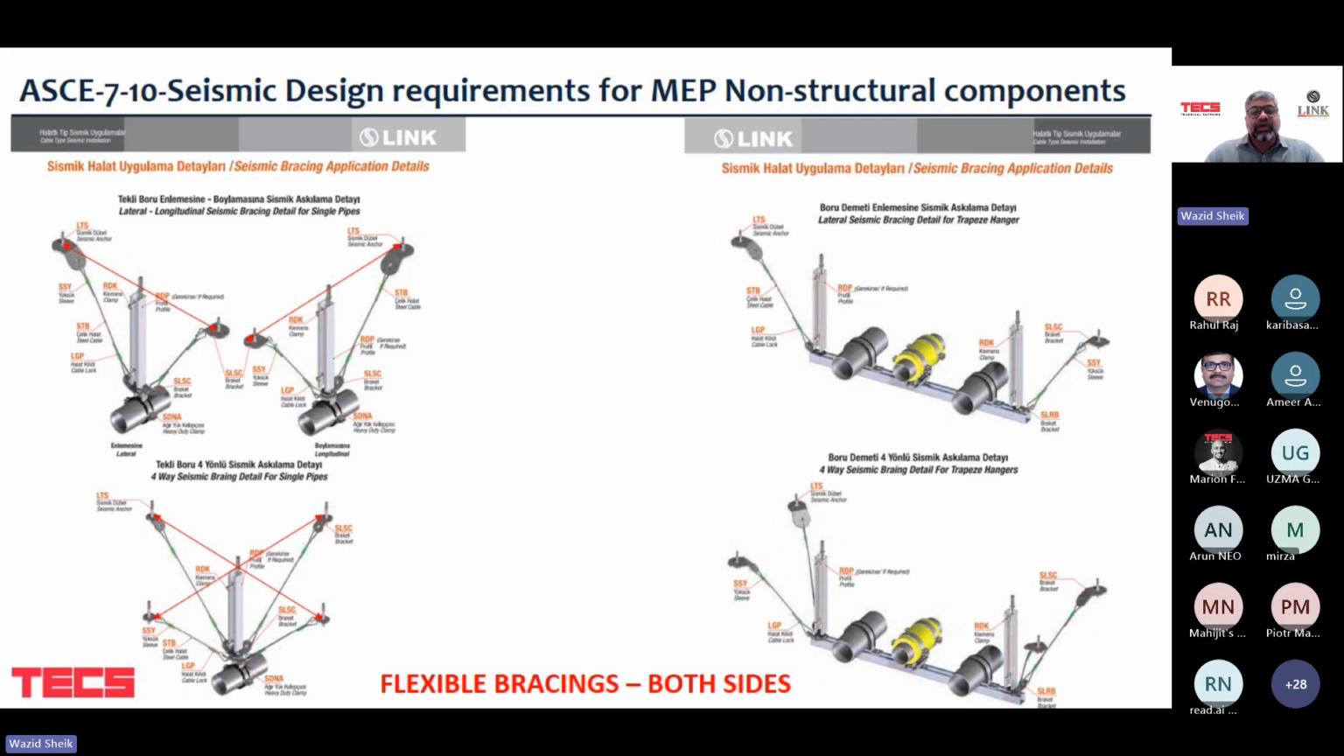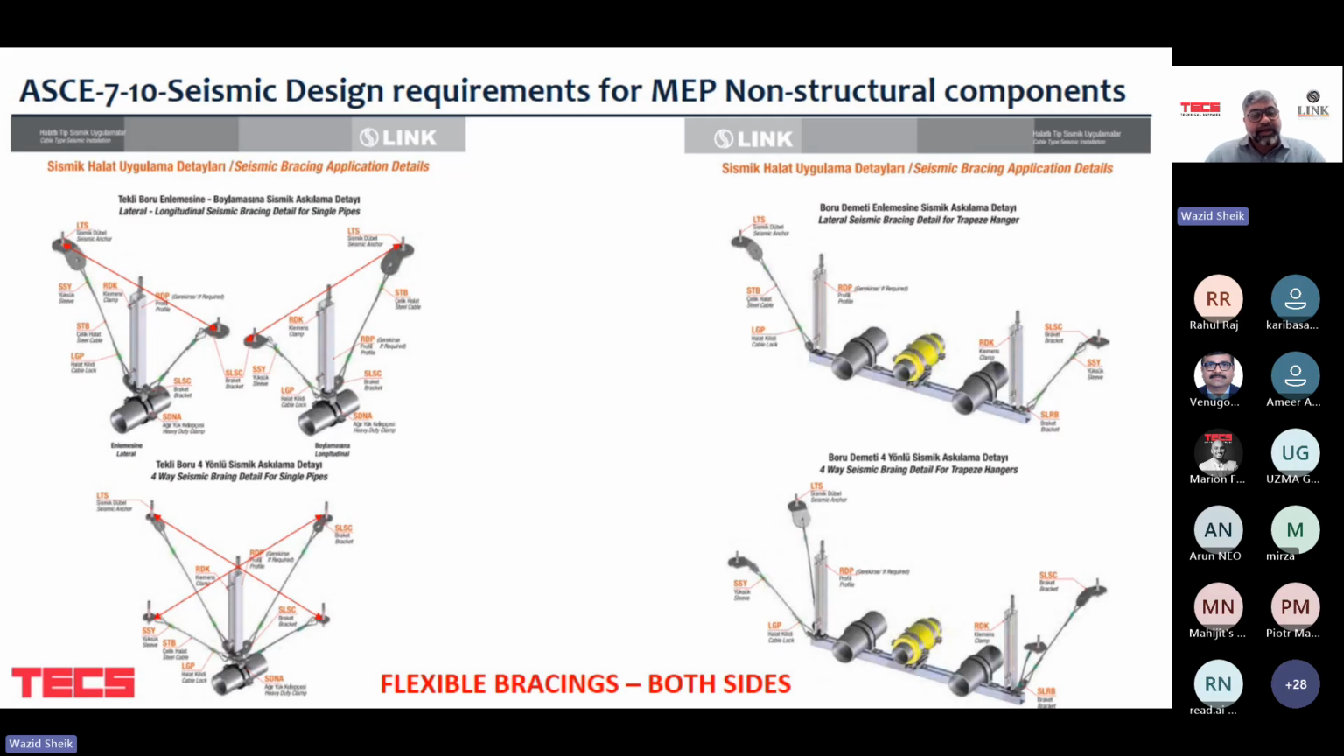And the second detail is where you have a pipe rack, which will have multiple pipelines. It can be PVC pipe, HDPE, or an insulated pipe, which is supported on a trapeze kind of setup. This also should be restrained laterally or longitudinally, depending upon the situation. Now, if you come to the third detail, depending on the location of the support and the importance factor attributed to it, it might have to be braced in all four directions.